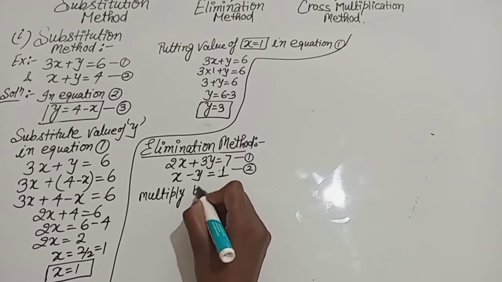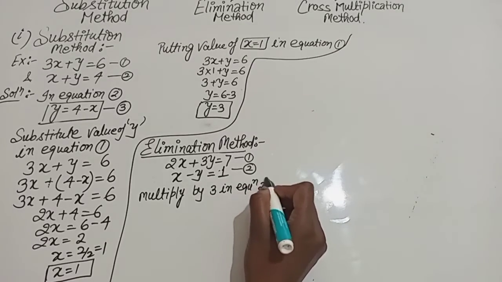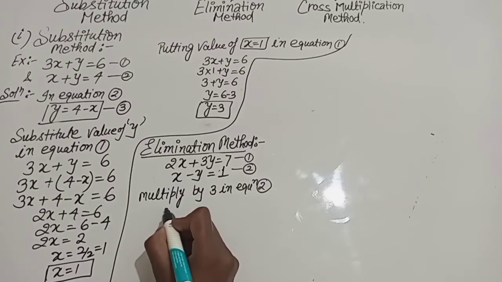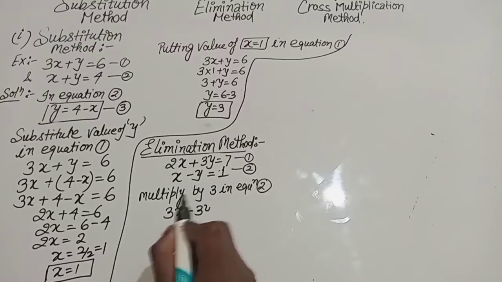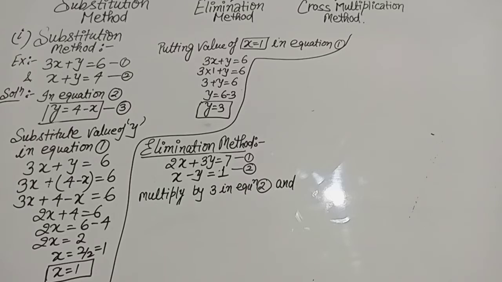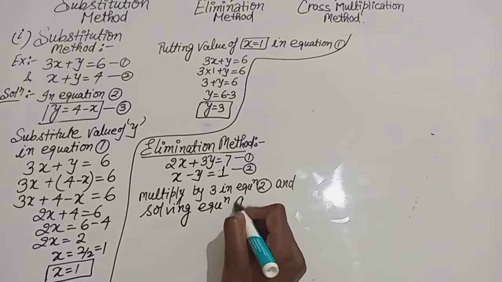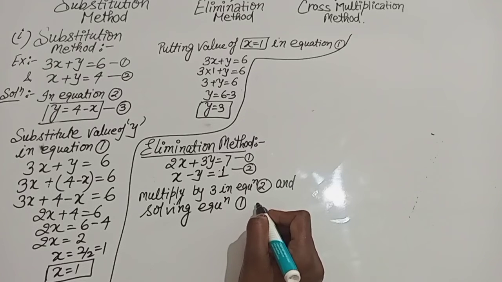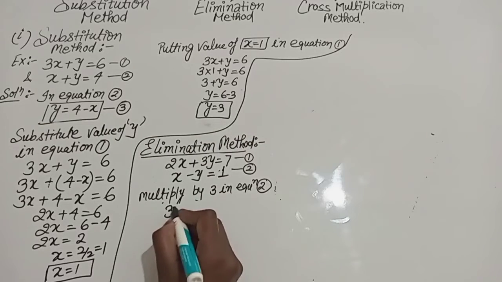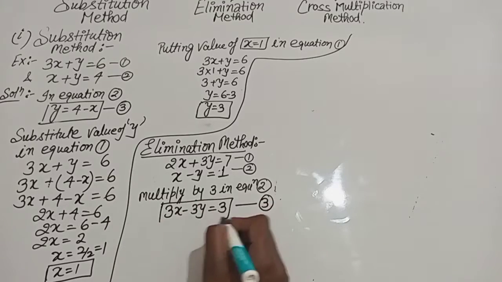Multiply by 3 in equation 2. So what we have got here: 3x minus 3y, and in equation 2 multiply by 3. So multiplying equation 2, this is 3x minus 3y is equal to 3. This is equation 3.